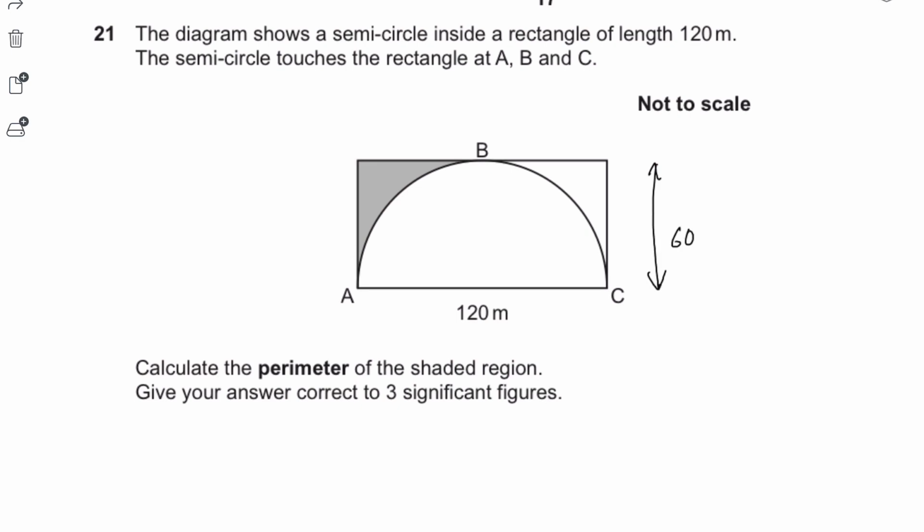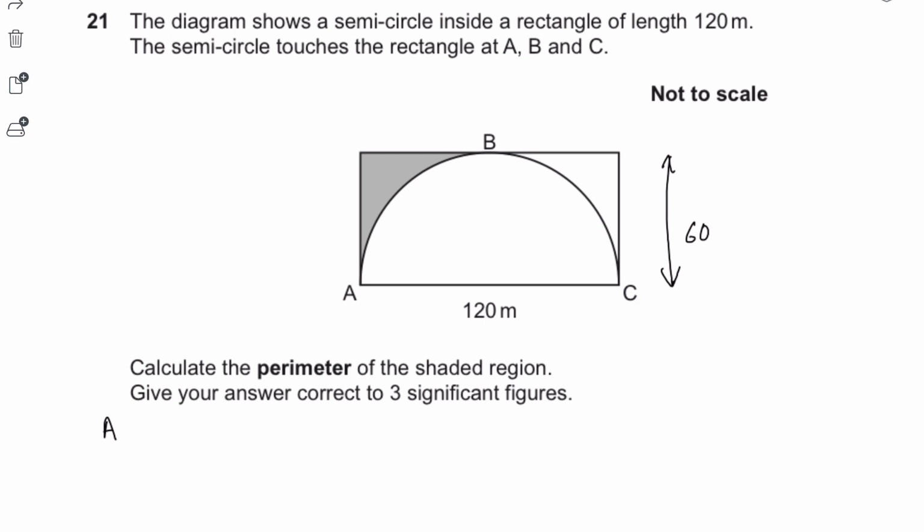The diagram shows a semicircle inside a rectangle of length 120 meters. Calculate the perimeter of the shaded region. So we know that the diameter of the circle is 120, so the radius must be 60. So this would be 60. Now we need to find the arc. The perimeter of a circle is pi d, so that would be pi times 120.